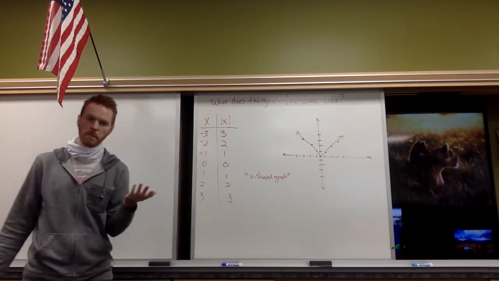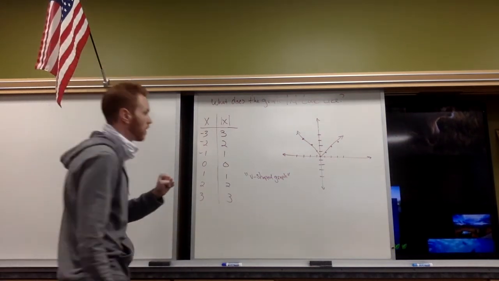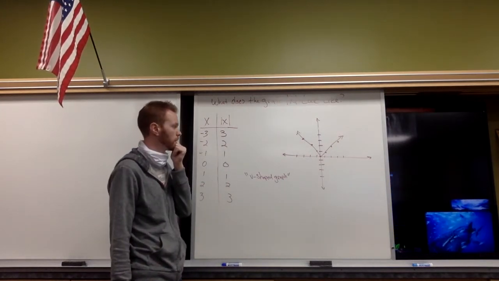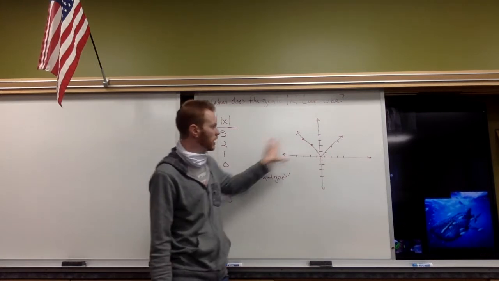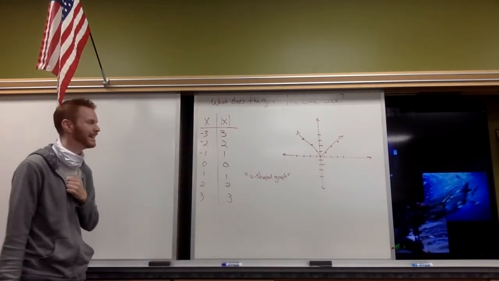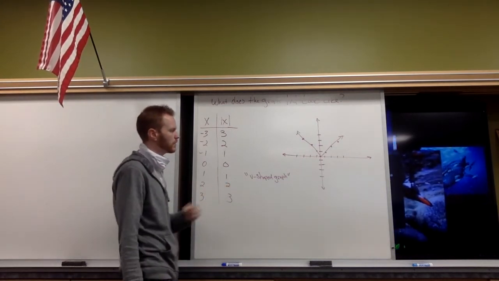Okay, notice there are no values that are negative for the y's, right? Everything's positive for them. Okay, we have positive y values here. Now, could we change the position of this guy? Yeah, we definitely could. And we'll talk about that in a transformation section. But for right now, this is a V-shaped graph.